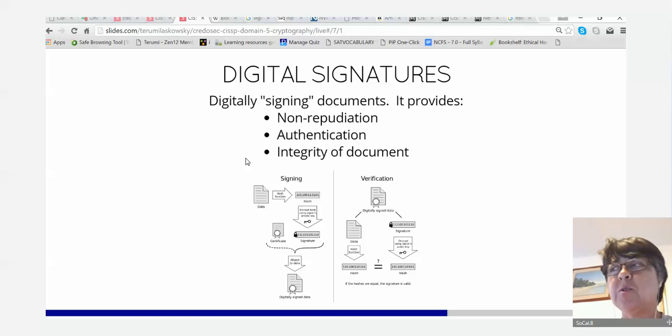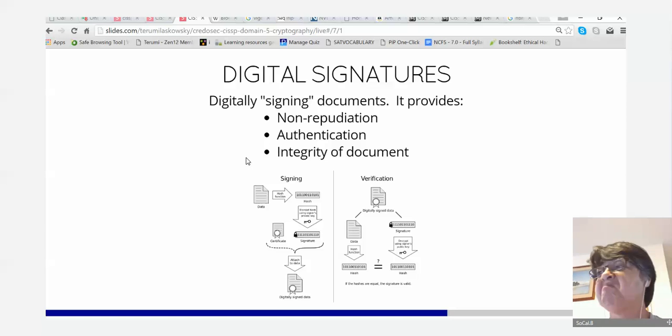That's a digital signature. So it is for non-repudiation, and for something like SSH. Because this example uses a certificate, it is also used for authentication, and also for integrity of the document because you use a hash. Okay, so there you go.